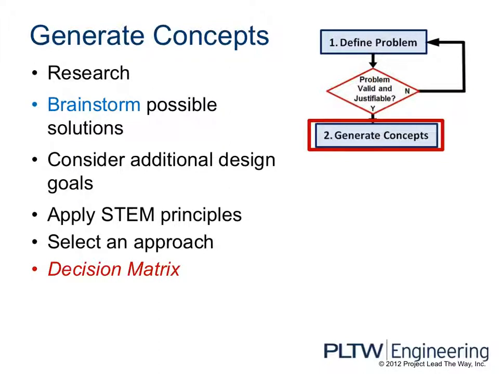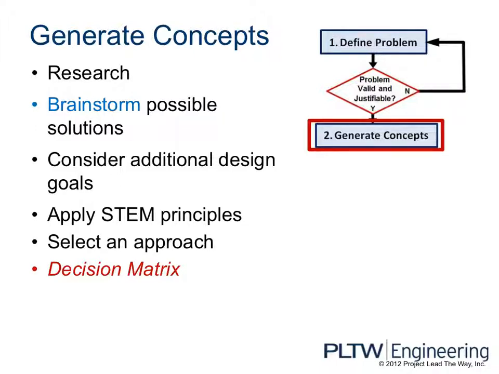After we've been through step 1 of defining a problem, we're now ready to move on to step 2, which is generating concepts. Step 2 is where you start trying to come up with ideas on how to solve the problem. First of all, you want to research the problem. You want to research to see if there's things that already exist to solve the solution. You want to research things that maybe you don't understand about the problem. Anything that needs to be researched, this is the time to do it.